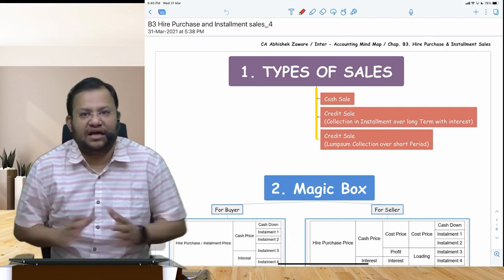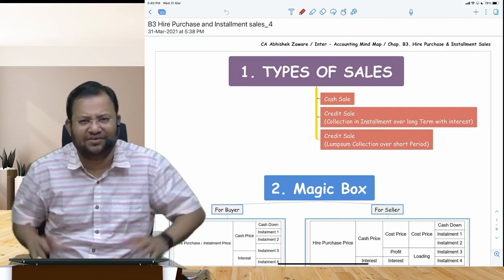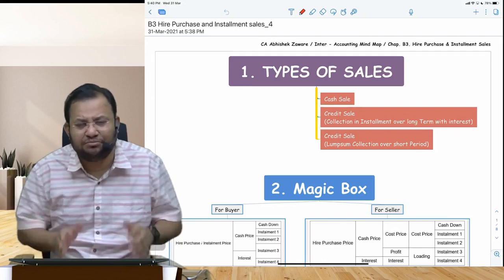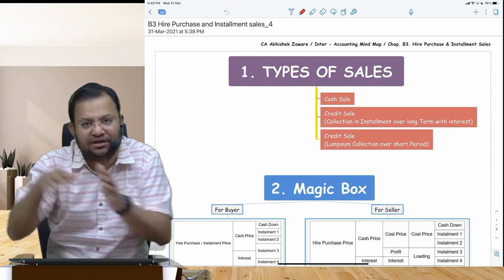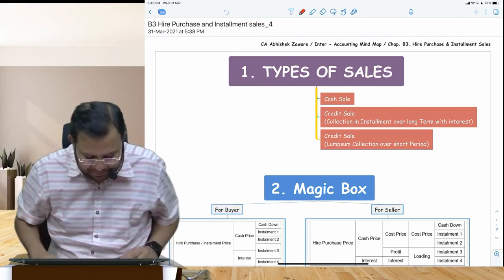Let us continue with our revision on the hire purchase chapter, one of the easy chapters from an accounting perspective. There are two things that you should understand. One is the calculation part of the chapter and two is the accounting part of the chapter.